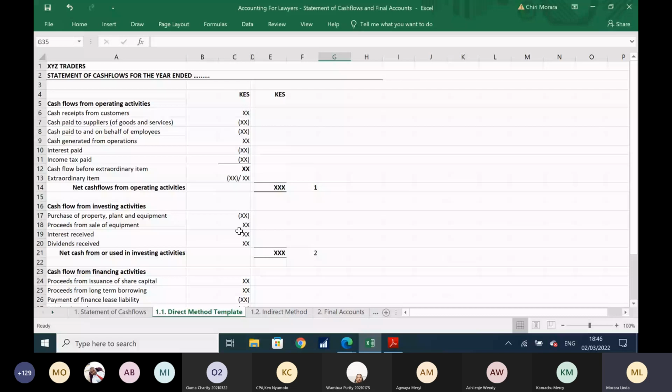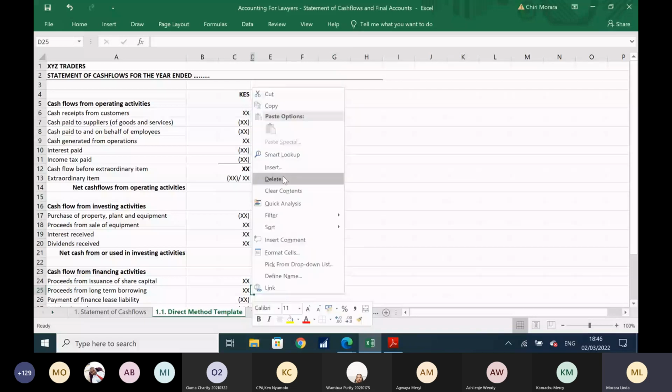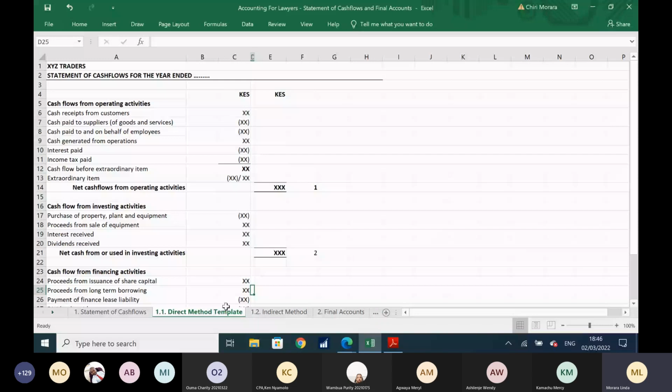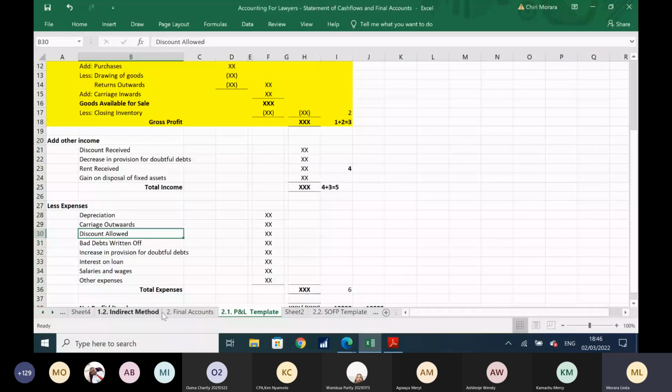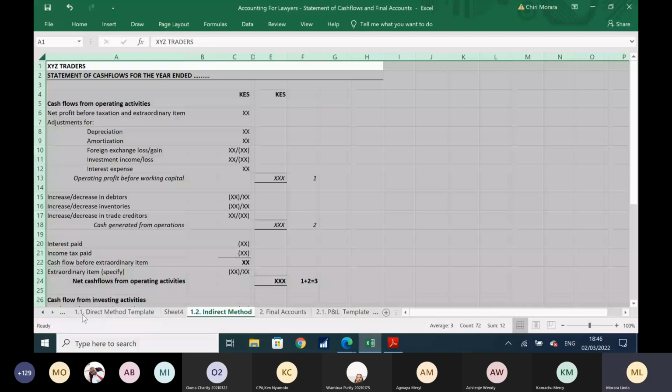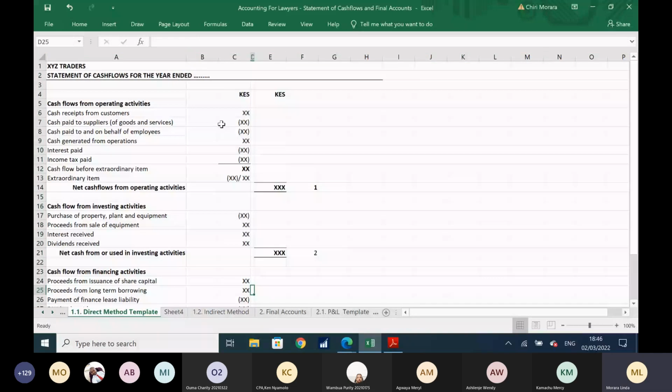This is also a template. I think I have already tried to explain, but if all else fails, just master this template and know what goes where. But I'll try to explain it. So we start with our direct method. Let's just go through the direct method, and then when you get to the indirect method, you will understand why it's different.